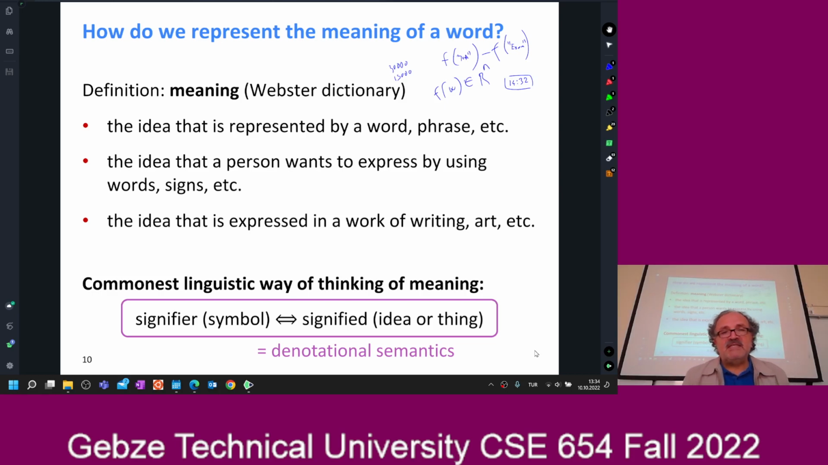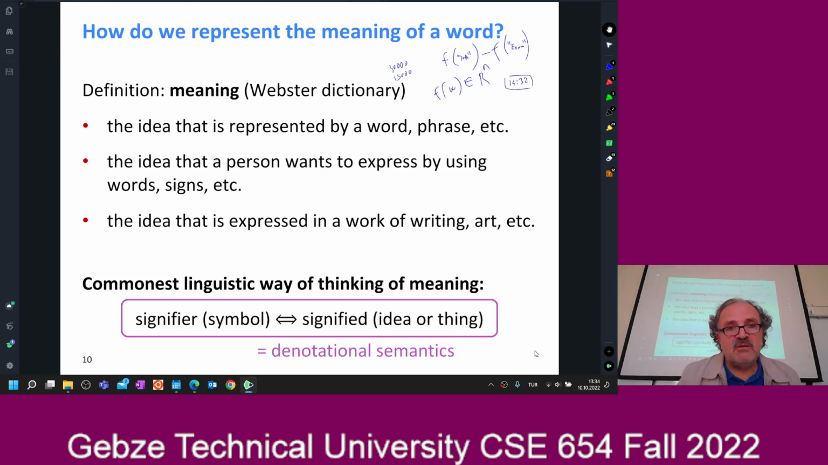Okay, so that's the definition of meaning from the Webster dictionary. These slides, I don't know where I got them, but I am going to put the slides to our Teams page. I am going to follow these slides, and mostly these are the slides from Manning's course. Manning is one of the authors of our NLP book.